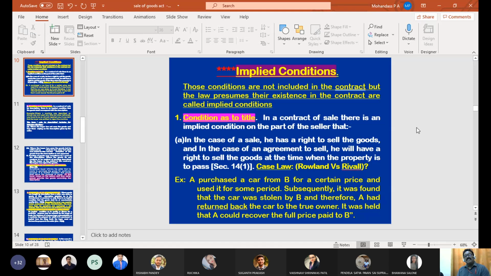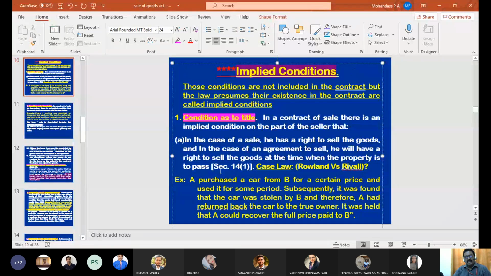Implied conditions are those conditions. What is a condition? The most important stipulation, the backbone of any sale of goods contract. When I'm selling a car to him, practically there is a contract between me and him. But when I sell a product for which I don't have the title, he can definitely file a suit against MD in the court by saying that MD has violated an implied condition. Then MD cannot say that I did not promise you that this is my car. No, it is an implied condition. Condition as to title is the first example of implied condition.